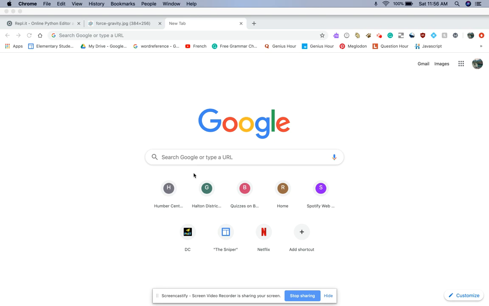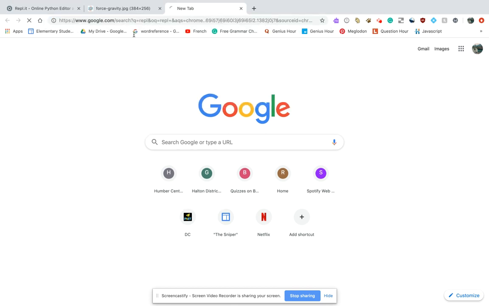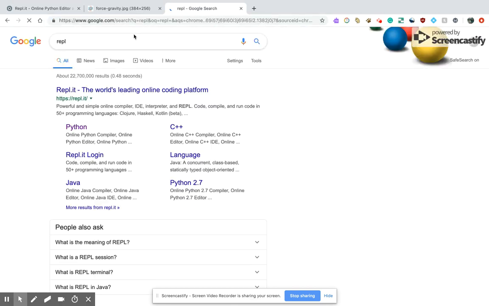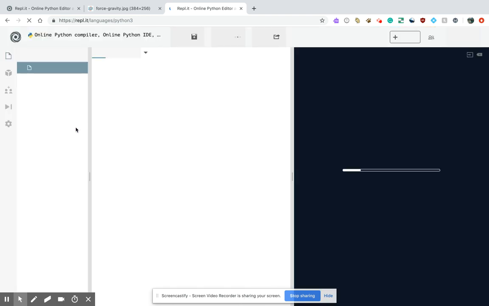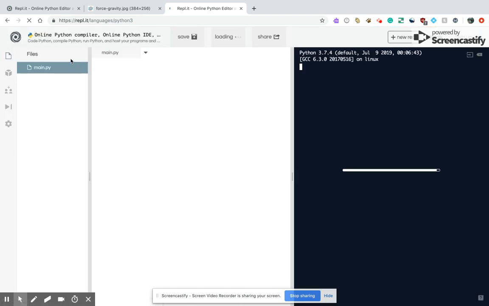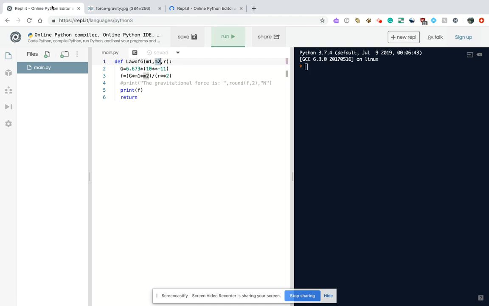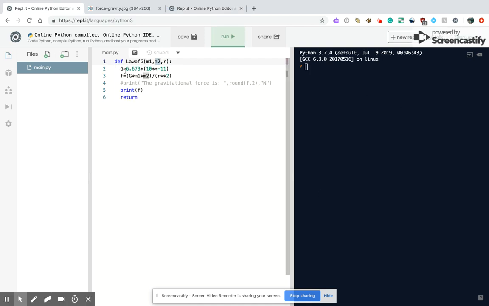Today we're going to be writing a function to find the force of gravitation between any two objects in the universe. So let's go ahead and pull up REPL, which is essentially an online coding platform. You can click on this one. And this essentially opens up to this. And over here I've already written the code, so let's get right into it.